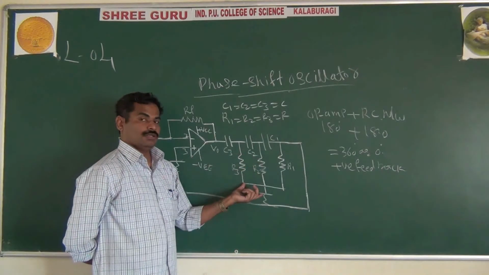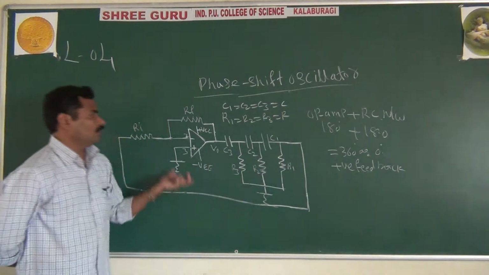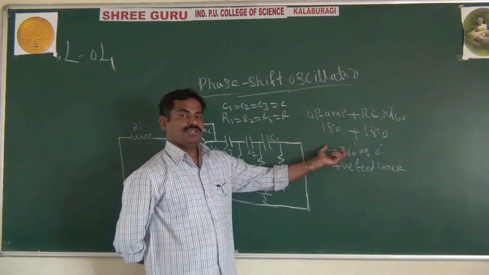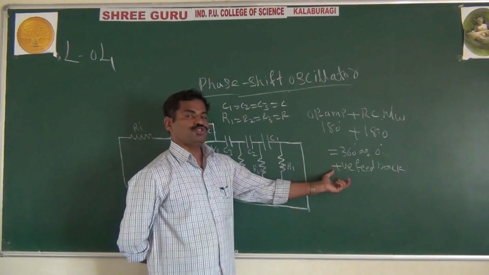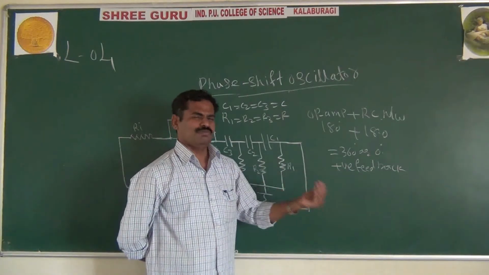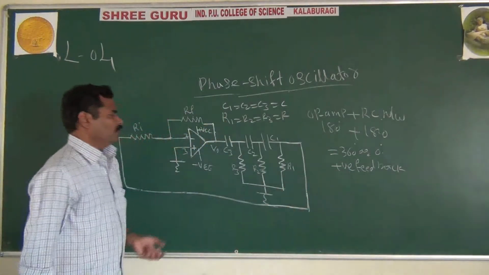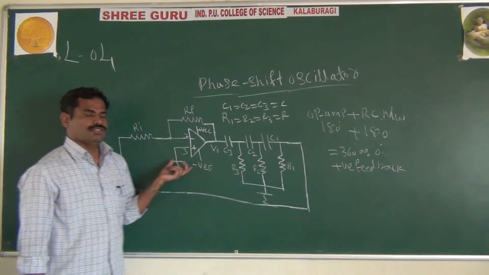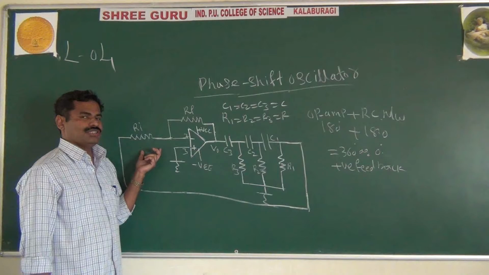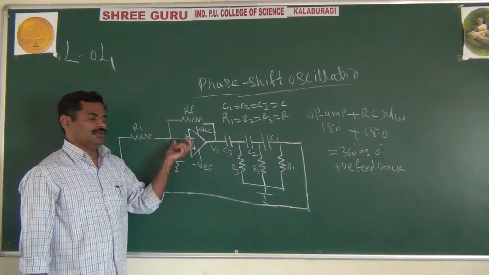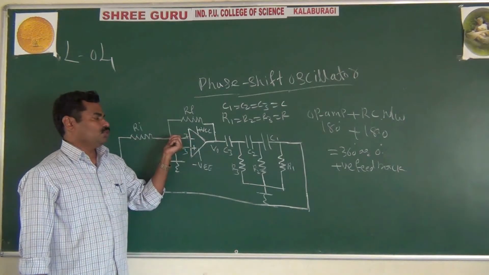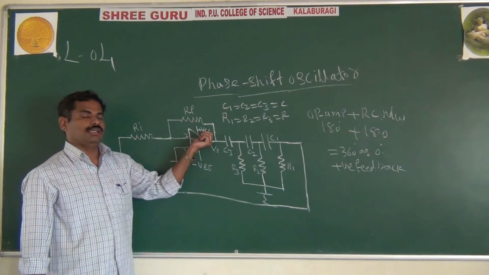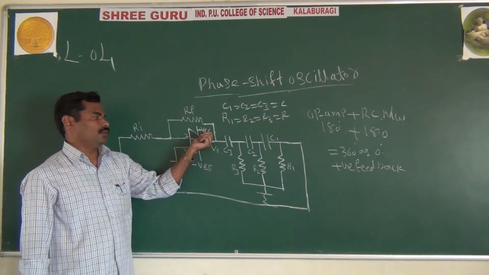Your phase shift network will give 180 degree phase shift, and your op-amp will give another 180 degree phase shift, so totally you have the 360 degree phase shift. That is nothing but positive feedback. In a simple way, don't get confused: whenever you switch on the circuit, the noise voltage acts as the input for the operational amplifier, and that noise voltage will be amplified, and you will get the output. We have a 180 degree out of phase output.